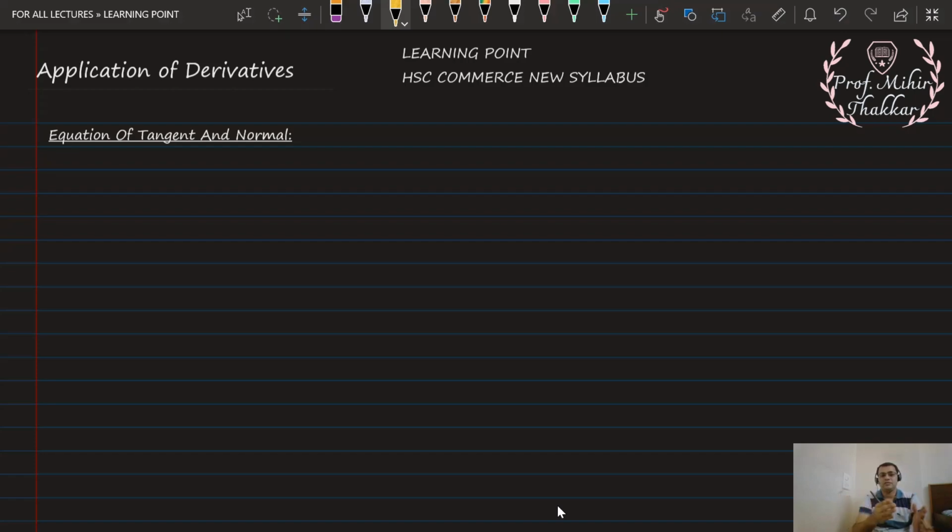Because as the name says, application of derivatives, we should first know the derivatives of all the types of functions that we had in the previous chapter. Now for all those guys who have already studied the chapter differentiation, let us proceed with this chapter. The first part of this chapter is based on equation of tangent and the normal.